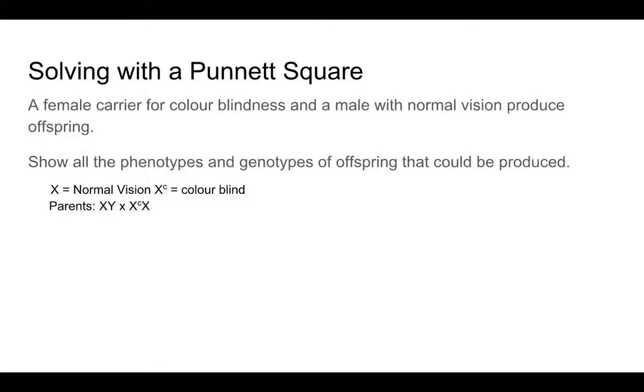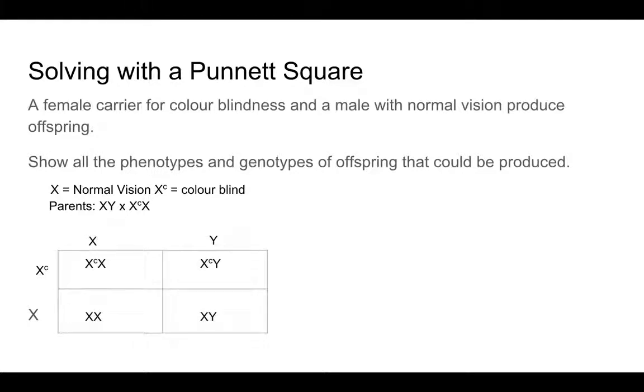The parents, same as before, let's list them down. The father is going to be XY, we're told it's a sex-linked condition, and the mother is X small c and normal X because she is a carrier for colour blindness. List the alleles for both parents on the side of a Punnett square. So the male alleles across the top, the females across the bottom. And here are the 4 potential offspring that could result.